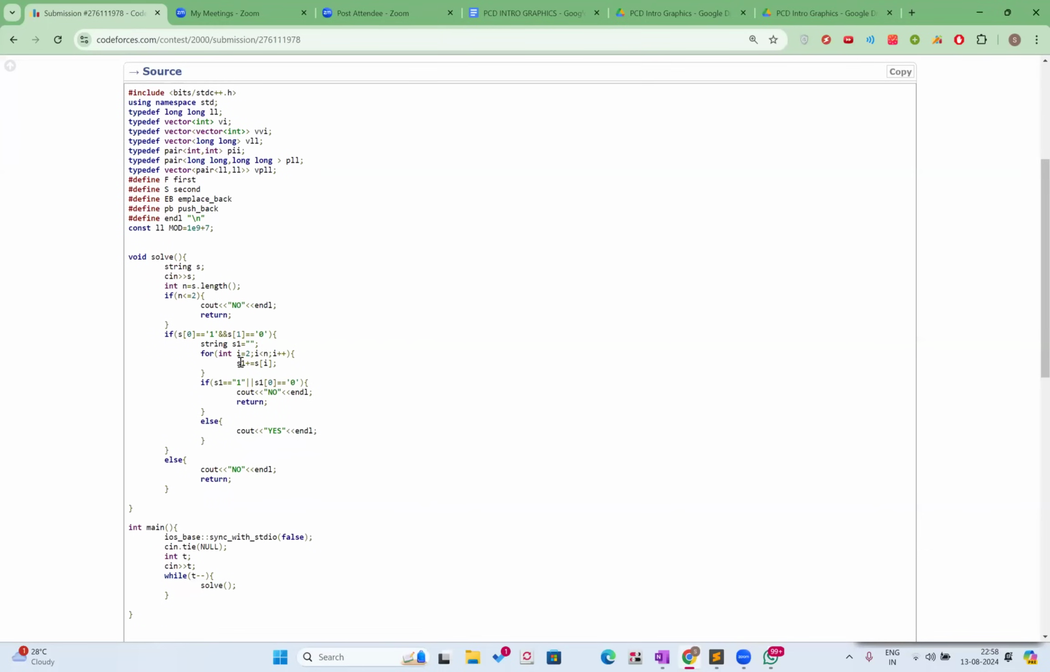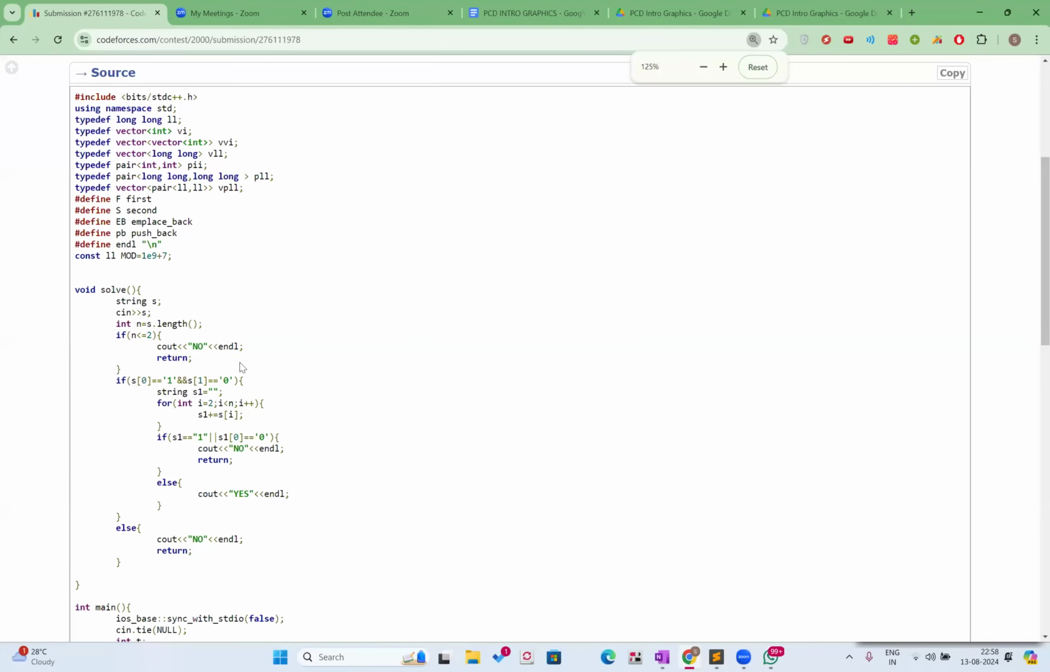Okay, so in short, the third index of the string should not be 0 or 1. Am I correct? Exactly. It can be 1, but it should not be just 1.